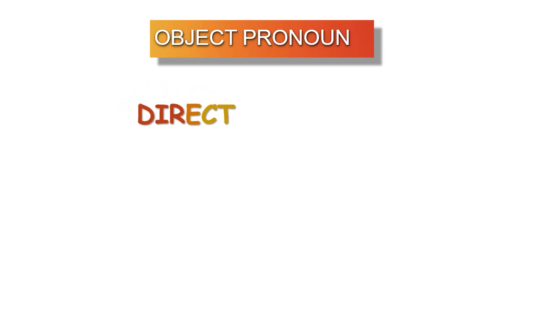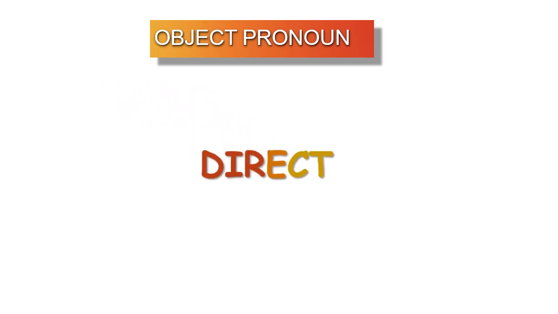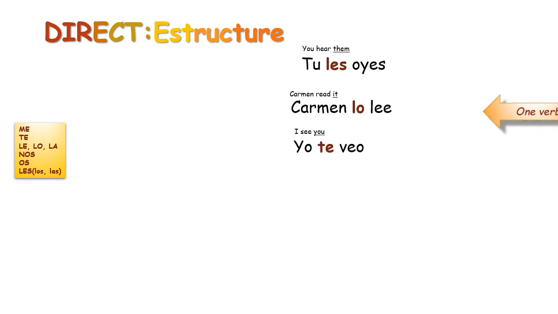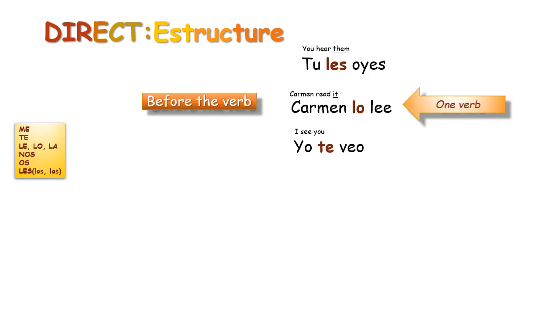Let's start with the direct object pronouns. The position of these object pronouns first. If there's one verb, the pronoun goes before the verb. I agree, it feels weird at first. Let's see the examples. To say you hear them, you need to place it before the verb, that them. So, tú les oyes, or Carmen read it, Carmen lo lee, or I see you, yo te veo.